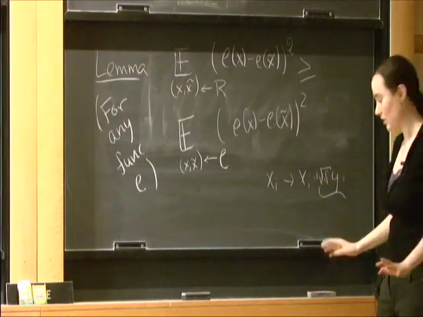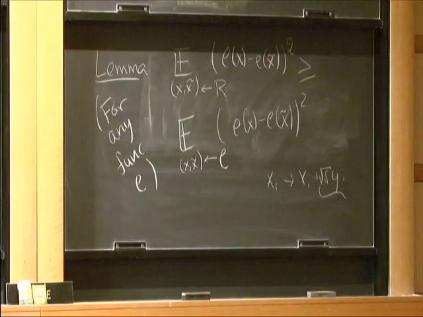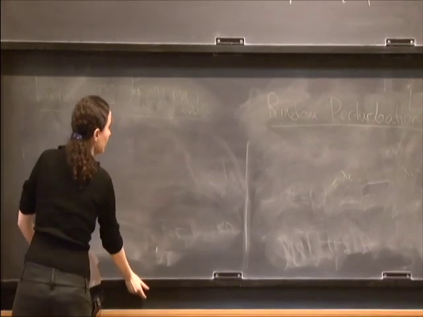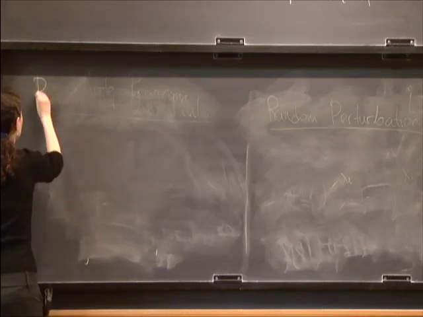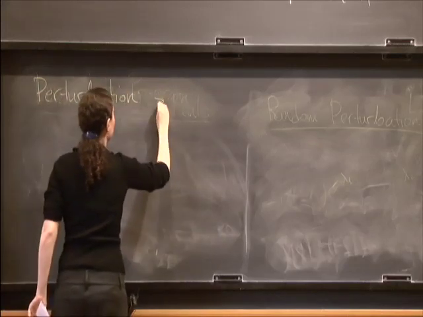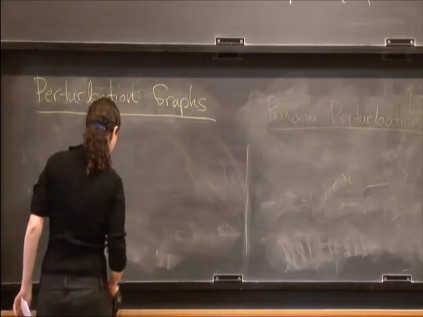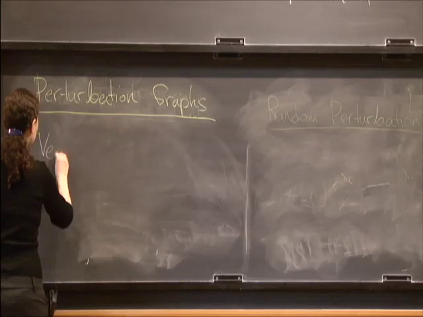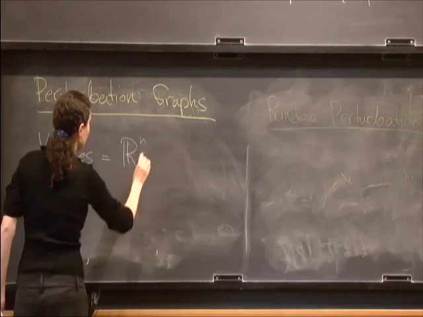Maybe we can finish. Okay, so let's see how we do this. Let us represent whatever information we have on those perturbations in a graph. Let's define perturbation graphs, where the vertices will be the points in R to the n.